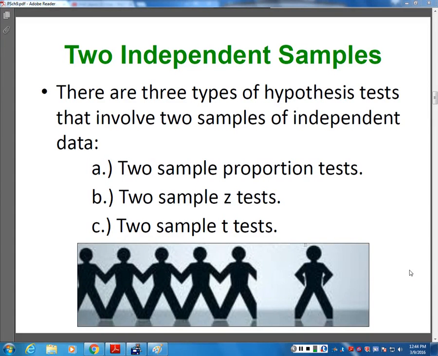Ready to talk to you a little bit more about two independent samples hypothesis tests. As mentioned earlier, there are three types of hypothesis tests that involve two samples of independent data. We've talked about two-sample proportion test and two-sample z-test. Let's talk about two-sample t-test.